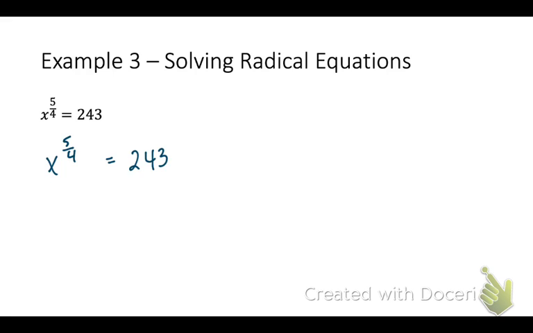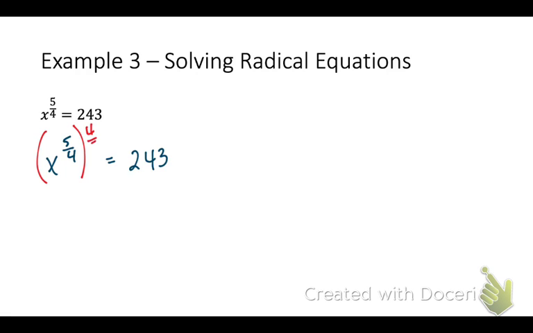So what we're going to do is we're just going to raise both sides to something that will cancel out that exponent. So remember, if we raise an exponent to another exponent, a power to a power, it's multiplication. So I want something that's going to multiply to 1. In this case, it's just going to be flipping the fraction.